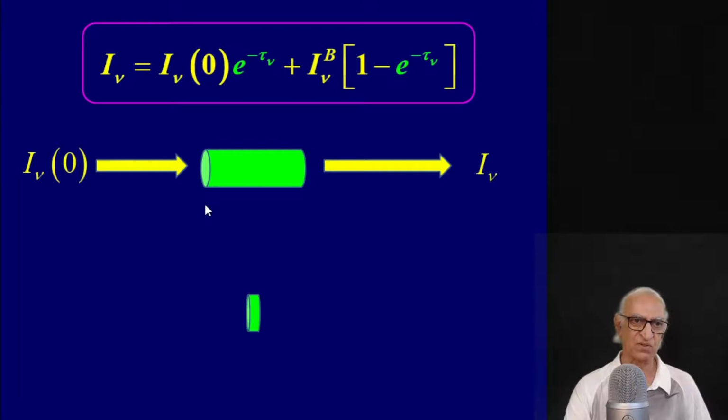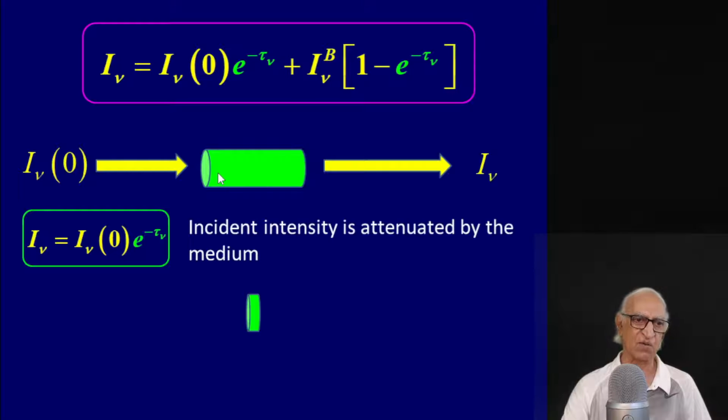Now let us try to look at the meaning of these two terms. This is the first term on the right hand side. Clearly what that's trying to tell you is that the incident intensity is attenuated by a factor e to the power minus tau nu. What about the second term?